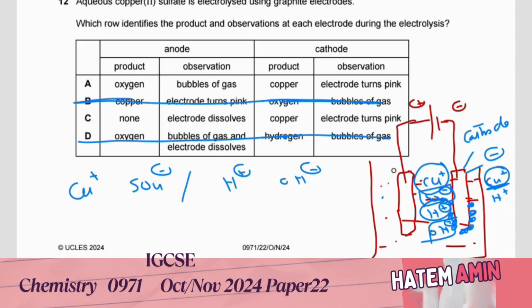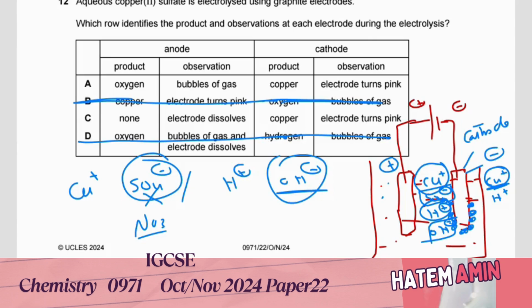We have a positive charge, and this positive charge can attract the negative parts. What are the negative parts we have here? We have the OH group and SO4. Which one from these two is able to discharge first? As we know, sulfate and nitrate are not able to discharge at all. So if you saw sulfate and nitrate in your question, you choose the second one without thinking.